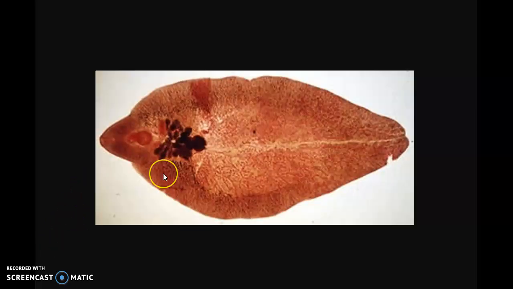Switching gears one last time to the helminths, our parasitic worms. And this is not exactly a worm, but it is classified in with the parasitic worms. This is a liver fluke. This is Fasciola hepatica, and it is a parasite that infects the liver. We'll talk about its complicated life cycle when we discuss our gastrointestinal diseases.